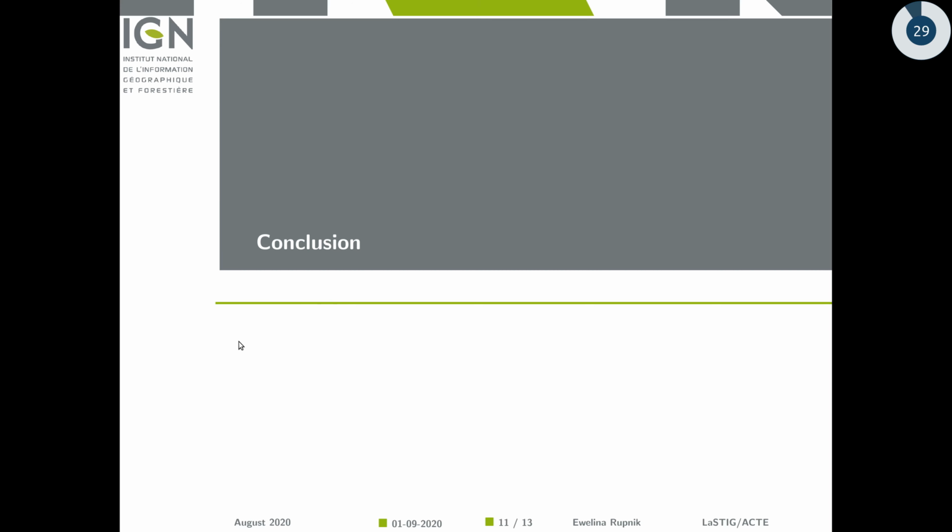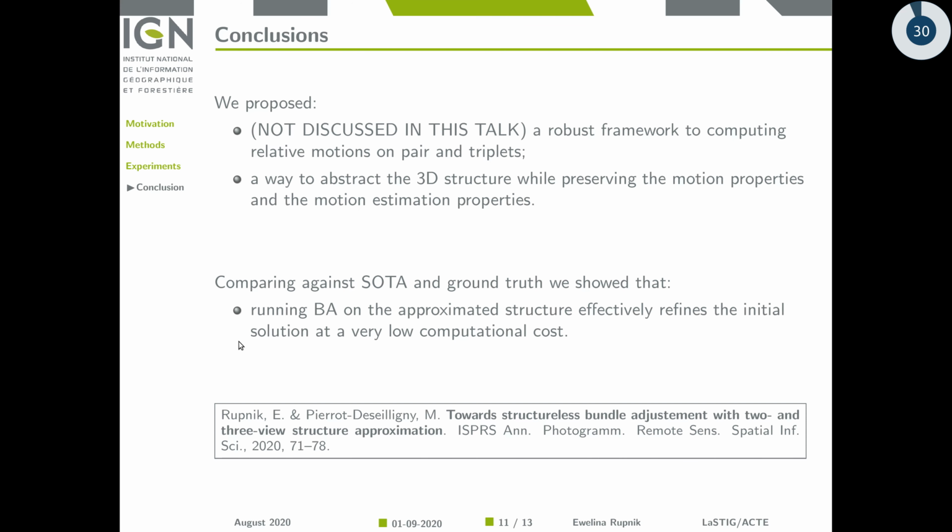To conclude, although not discussed in this presentation, we proposed a framework to calculate the relative motion on pairs and triplets. Secondly, to speed up the ultimate bundle adjustment routine, we introduced a way to abstract the pair motion 3D structure and its respective image correspondences, such that the estimation accuracy is preserved. Comparing against the state of the art and the ground truth, we showed that running bundle adjustment on our approximated structure effectively refines the initial solution at a low computational cost.